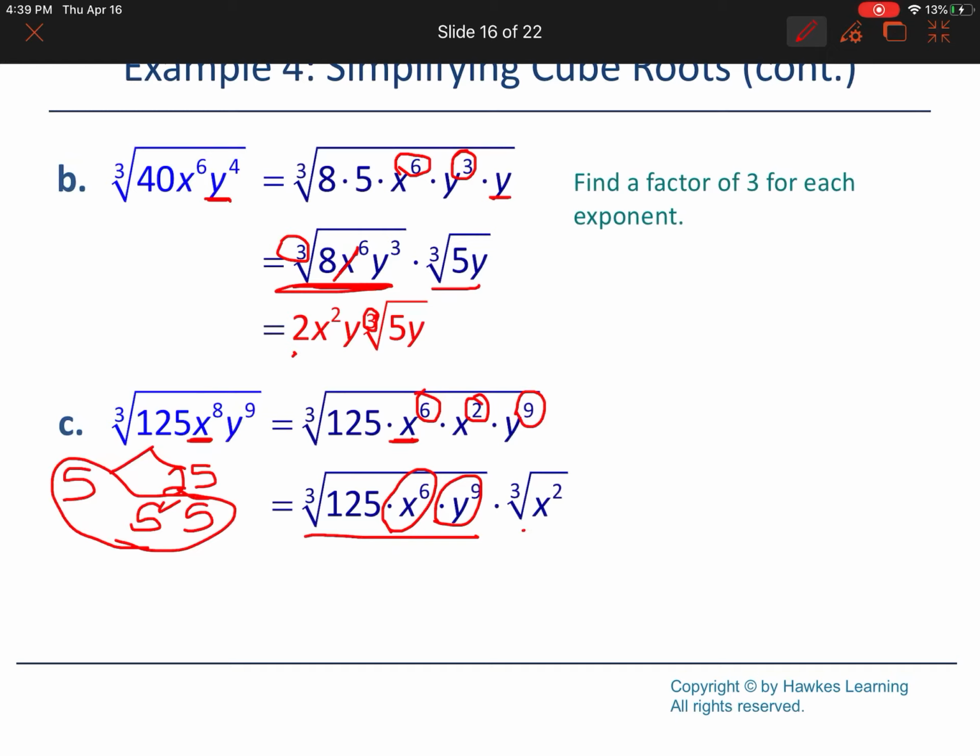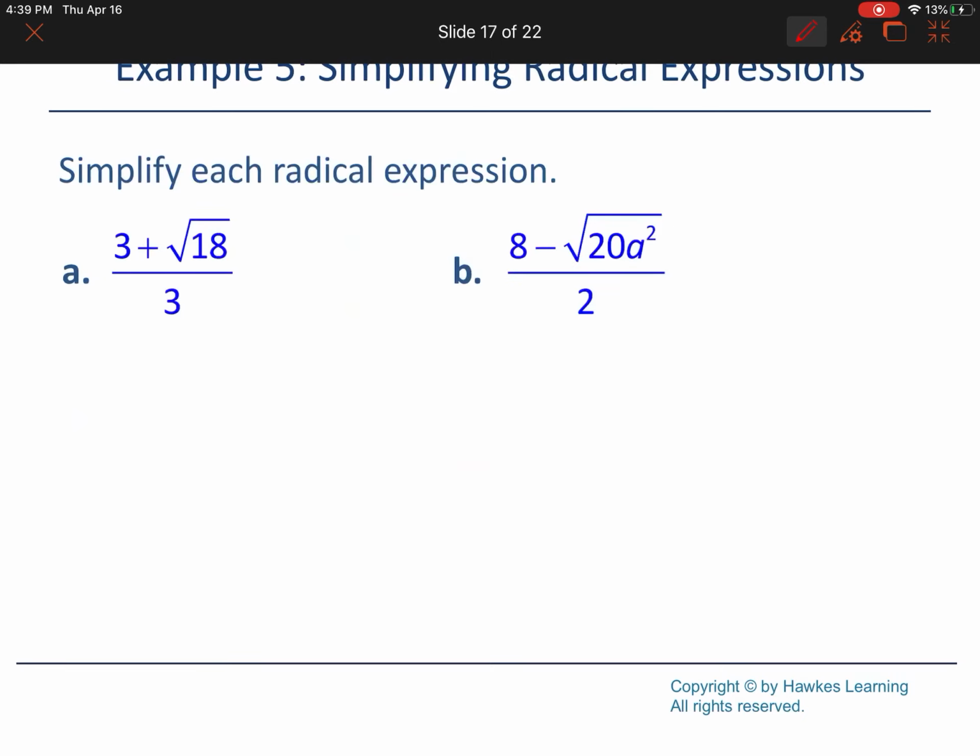So that's why they put all their perfect cubes in the first one and the not perfect cubes in the second one. Right, so that way we can just take the cubed root. So the cubed root of 125 is 5. Like I said, there were 3 5s. And then we divide that exponent by 3 and get x squared. We divide the 9 by 3 and get y cubed. And I still have the cubed root of x squared because that was left.